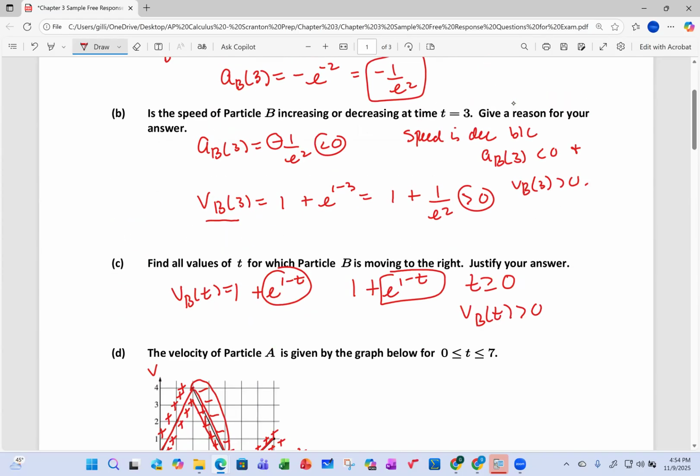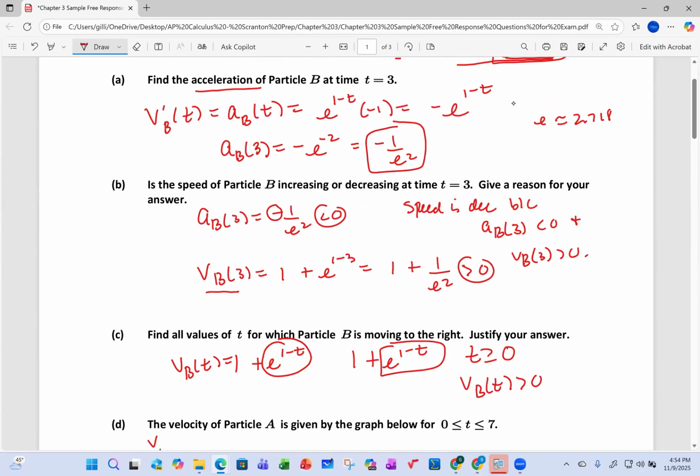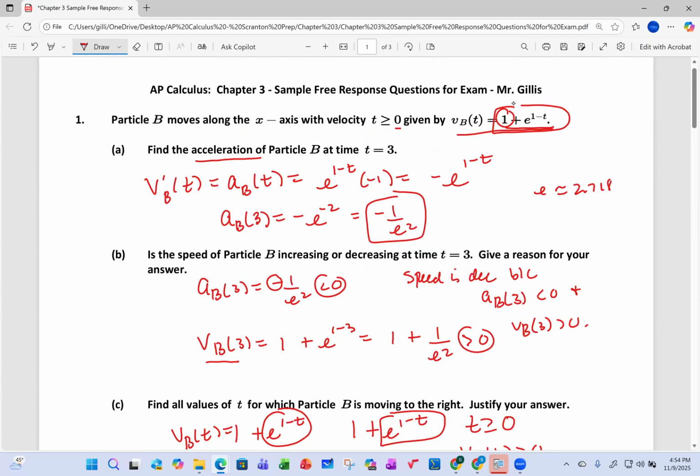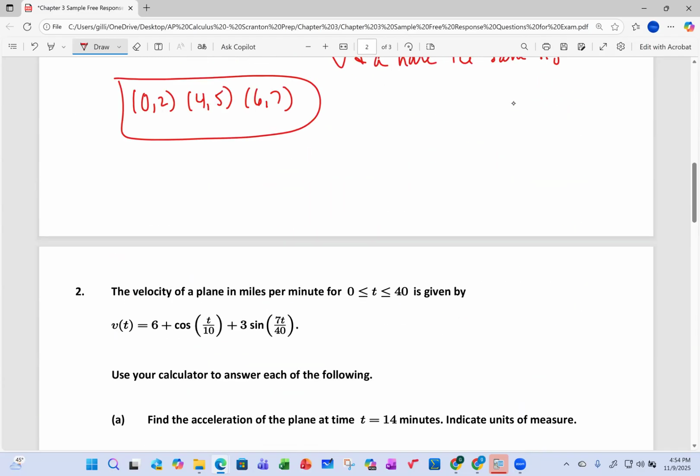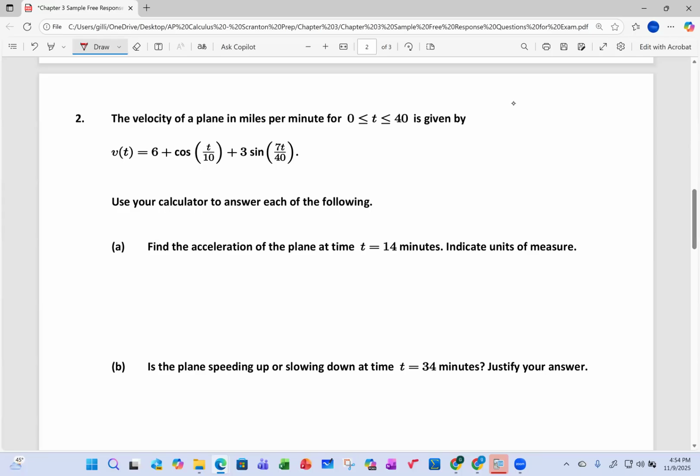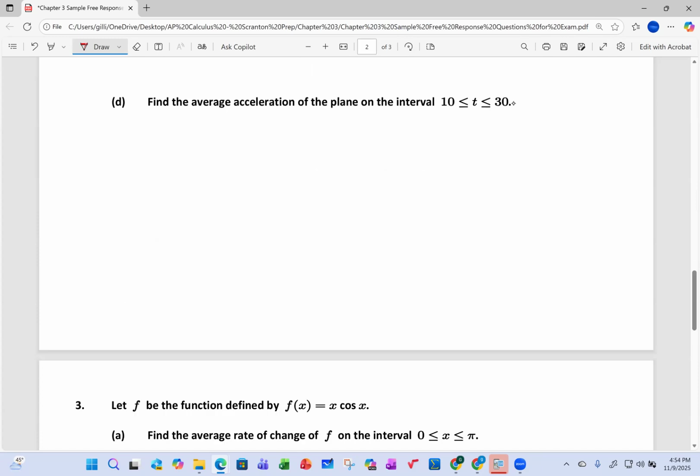What I'm a little bummed out about with this question is right here, when it's moving to the right, but it was a very good analysis of understanding this function because this velocity function is always positive. 1 is clearly positive and e is always positive. So this particle was always moving to the right, never reversing direction. I'm going to come back to question 2 because it entails the calculator.